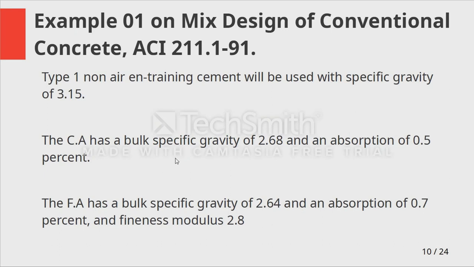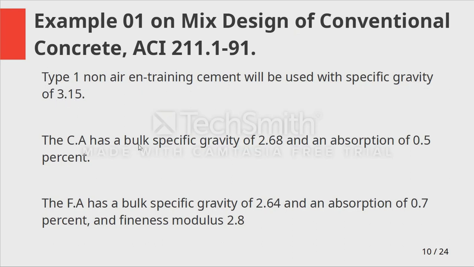Now we will be solving example 1 on mix design of conventional concrete. I have taken this example from ACI 211.1-91. It says that type 1 non-air entraining cement, so the concrete is non-air entrained concrete. This cement will be used with a specific gravity of 3.15, which has come from a test.